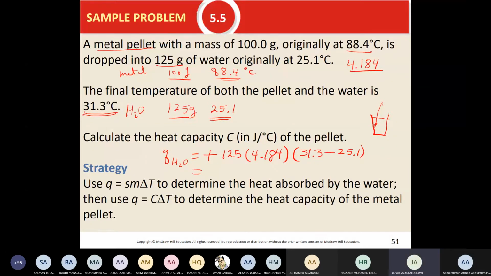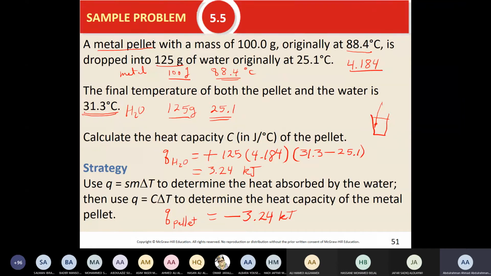3.24 kilojoule. 3.24. Who got the same answer? But in kilojoule, yes, that's true. Okay, right. Good. So let me ask you a simple question now. What is Q for the billet? The minus. It will be minus. Exactly. It's the same value, but with a negative sign, 3.24 kilojoule. Excellent.